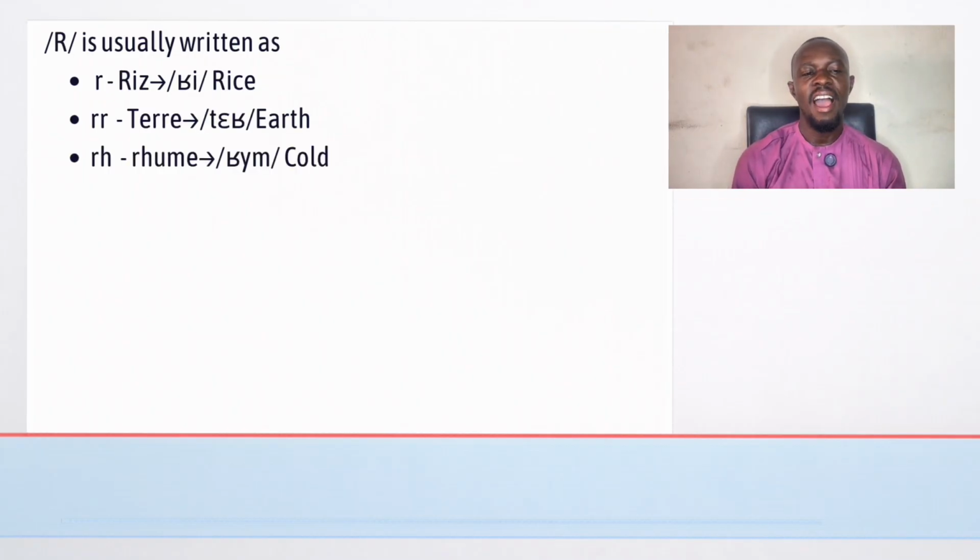So in French, R is usually written as R. But then we have two pronunciations. We have the alvéolaire and the trill. The alvéolaire is the one from the back, and the trill is the one from the front, the one that is rolling. So you do the trill. For instance, you can find it in ri. You can also find it with a double R. For instance, we have terre, and you can see it in RH. For instance, we have rhume.